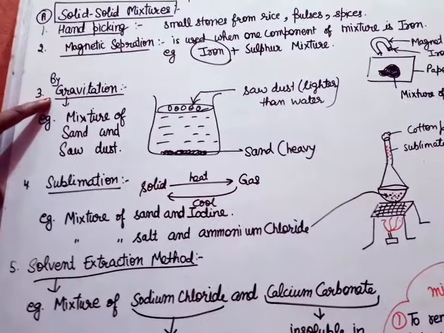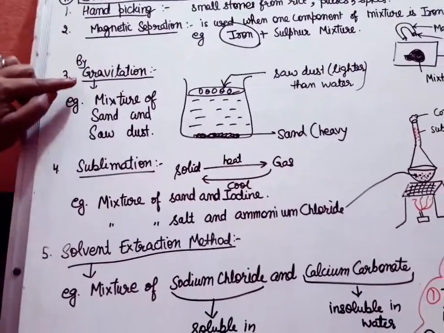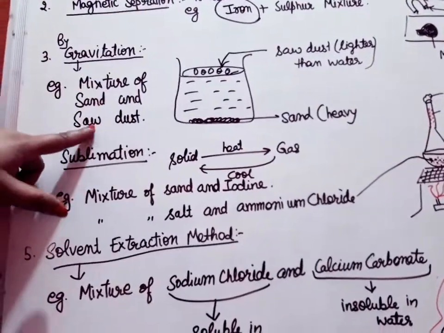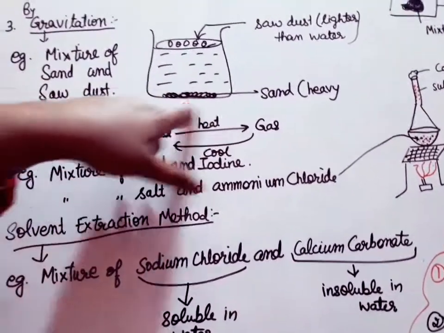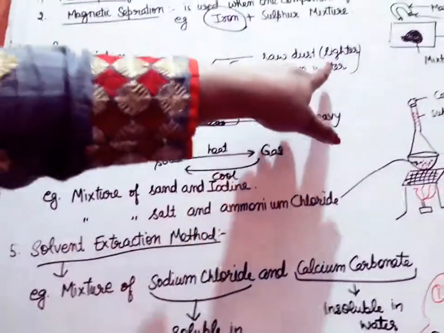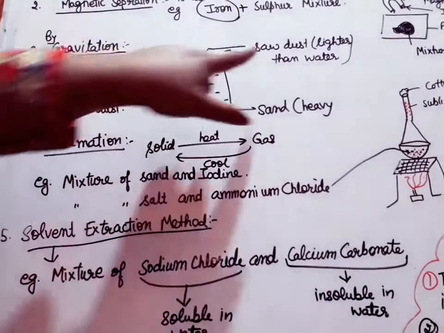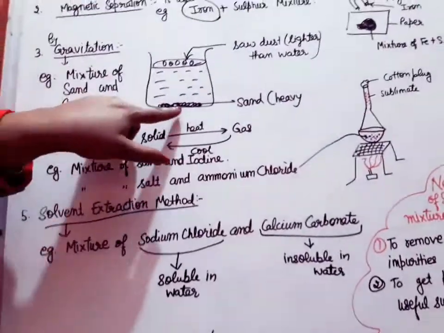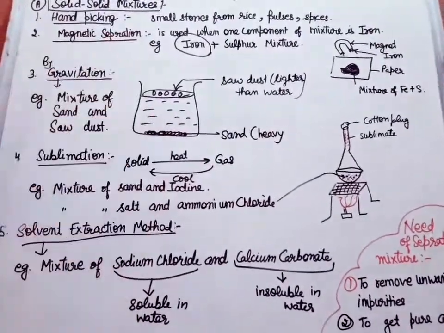Now next method is gravitation method. What is gravitation method and when we will use the gravitation method? Gravitation method is used when one of the components is heavier than the water and the other component is lighter than the water. For example, sawdust and sand. Sawdust is very light in weight, so it will float on the surface of the water, and sand is heavy, so it will settle down. So in this way we can separate the sawdust and the sand.